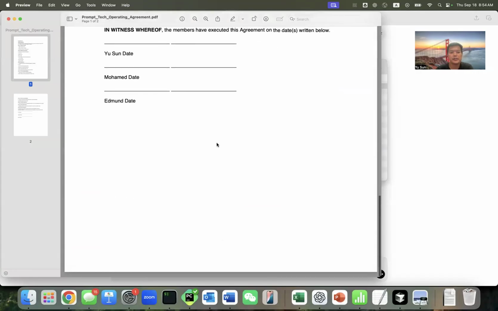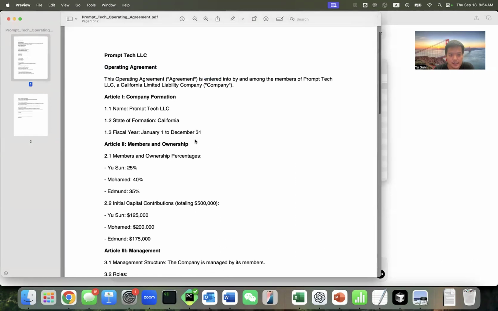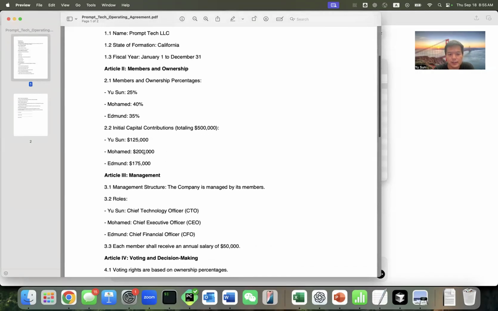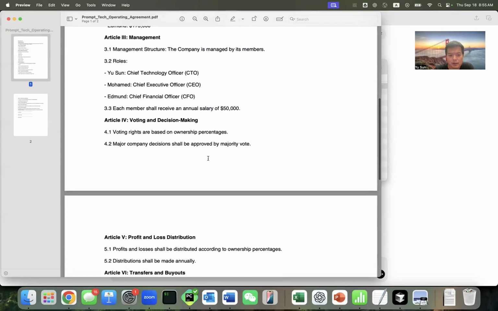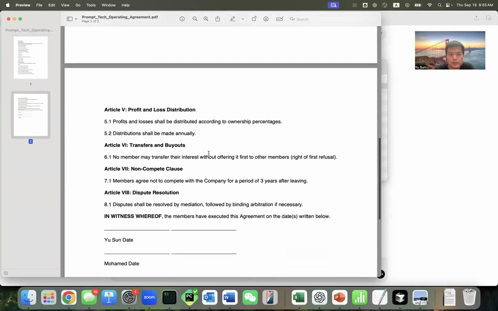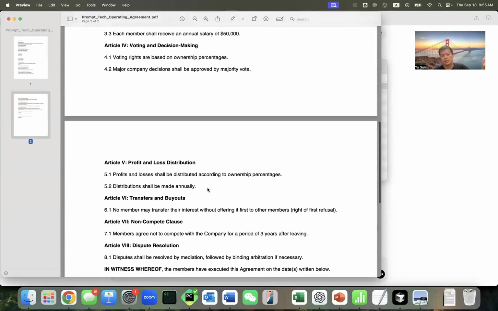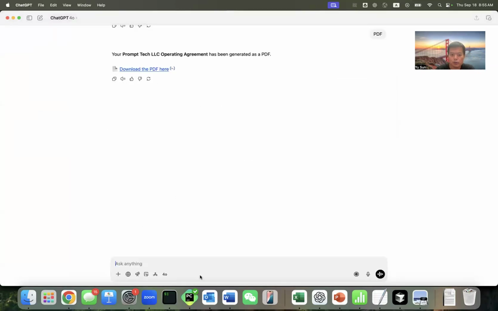All right, so this one has been generated. It's a very short and concise one. So, Prompt Tech LLC operating agreement. This agreement is entered by and among the members of the company: name, state, fiscal year, and then the ownership and initial contributions. Okay, you guys don't forget this amount of money. And then this one is managed by the members who have different roles, and we have salary, voting decision making, profit and loss distribution, transfer buyouts, non-competition if you leave, and other things. Okay, so it's very concise, but it does capture the core information. You can always refine it.